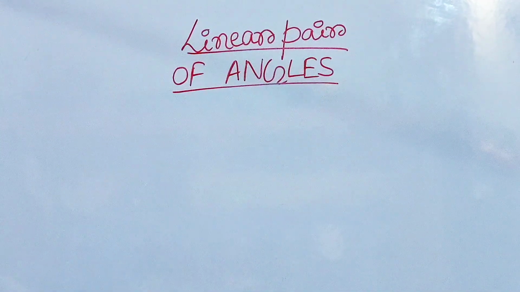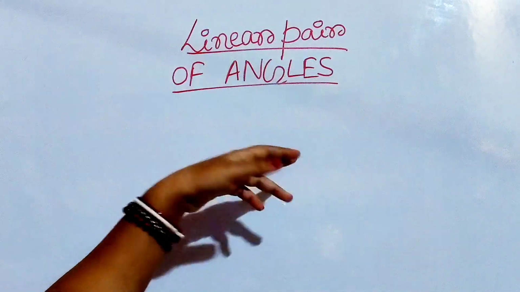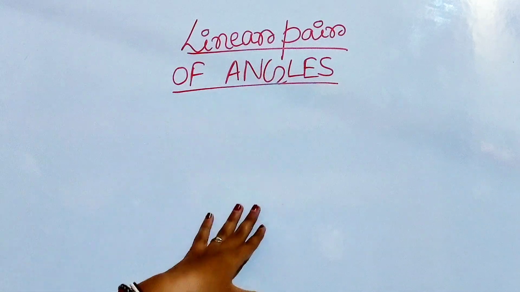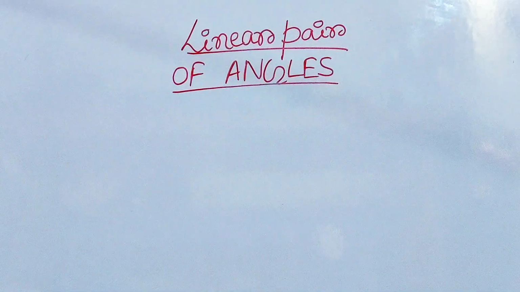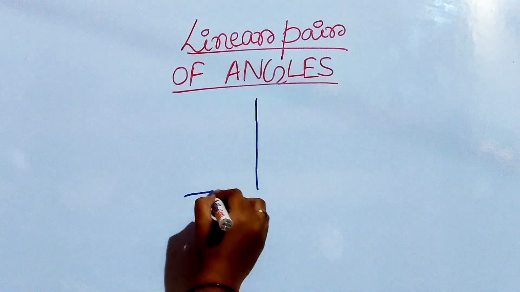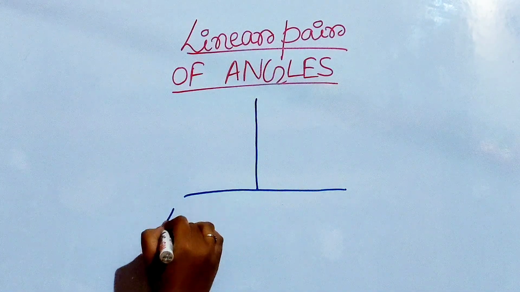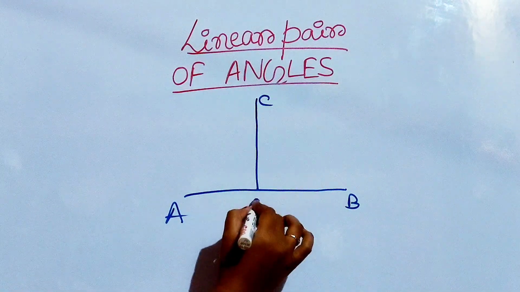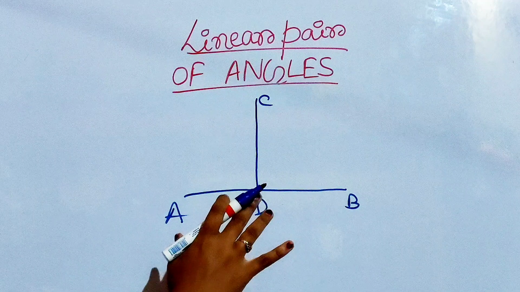So again, I am explaining the topic with an example. What is the definition of linear pair of angles? There must be two angles. This is obvious to you. So if these two angles are adjacent angle and the sum of these two angles is 180 degree, then these two angles are called linear pair of angles.